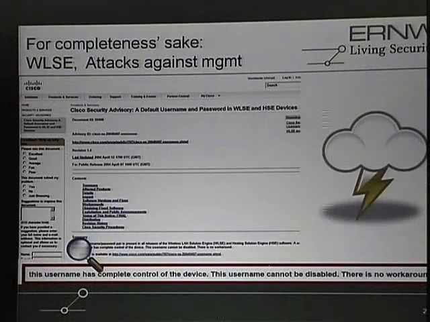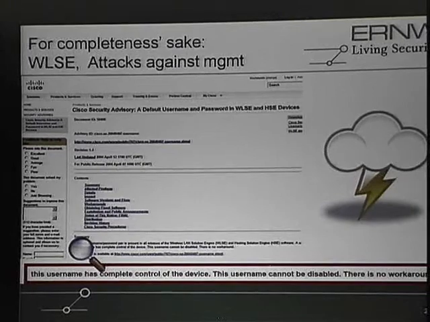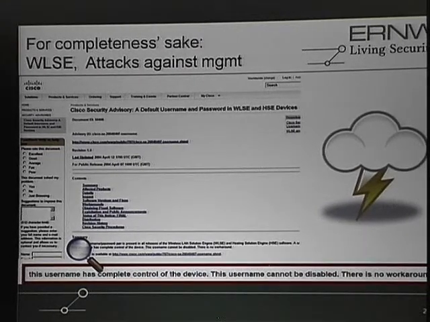So much for the SWAN world. For completeness' sake, there has been a more or less exciting attack against the WLSEs, where they had hard-coded usernames that couldn't be disabled. I mean, that's back in 2004. But just think about it: even in 2004, deploying devices with hard-coded usernames, not changeable, full admin access, no workarounds. This shows how broken this world of solutions is.